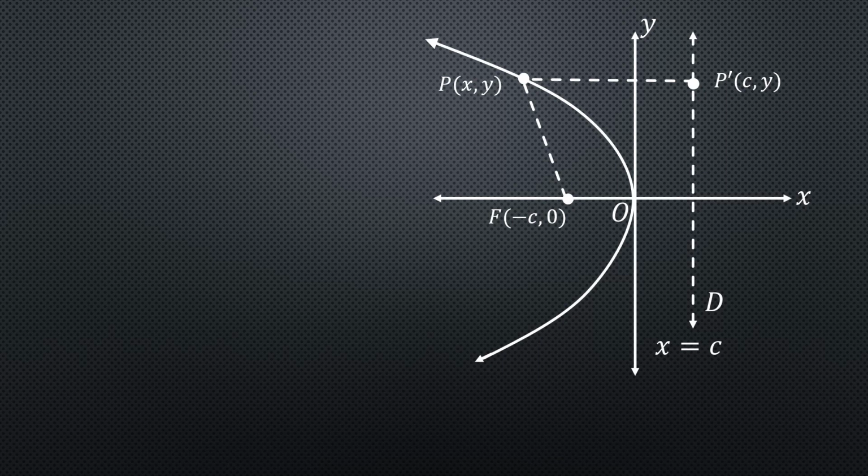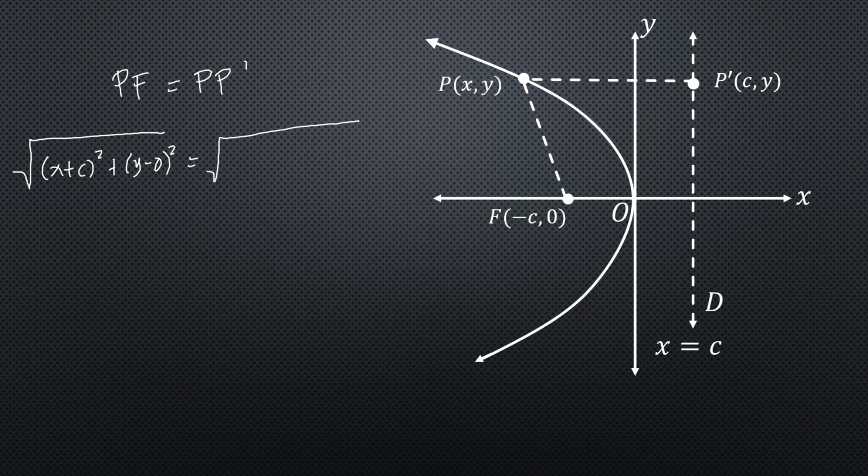Using the distance between 2 points, let us solve for the distance PF and the distance PP prime. So PF is equal to the square root of (x minus negative c) squared, that will be (x plus c) squared, plus (y minus 0) squared. And the distance PP prime will be the square root of (x minus c) squared plus (y minus y) squared.